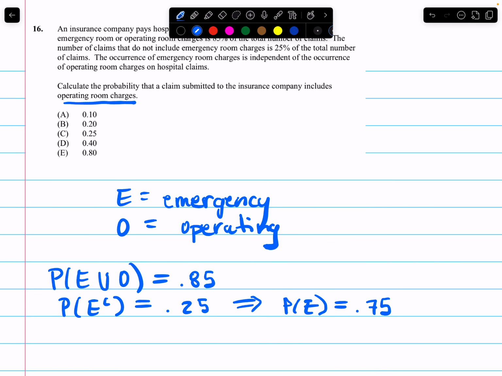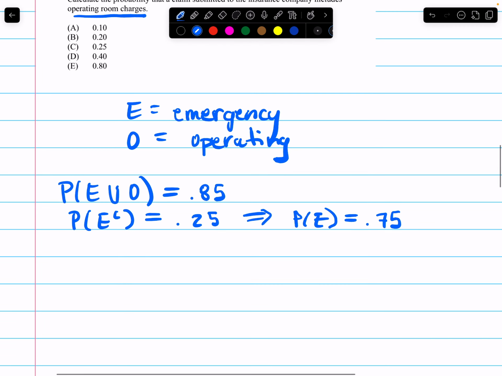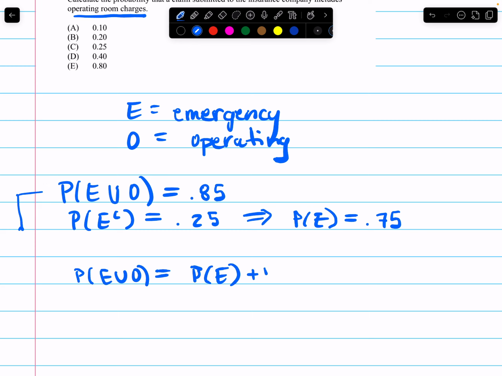And we're also given that the occurrence of emergency room charges and occurrence of operating room charges are independent of each other. So what does that tell us? Well, it's going to involve this union statement. So remember, the probability of the union of two sets is equal to the sum of their probabilities, and this is the inclusion-exclusion, minus the probability of their intersection.